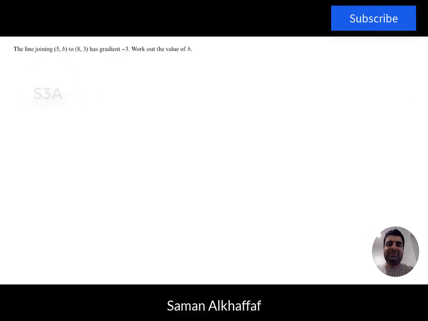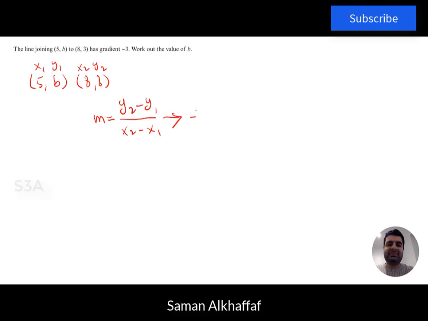In this example, we have the line joining two points, 5 and b, which represent x1, y1, and the second point 8 and 3, which represent x2 and y2, and the gradient is minus 3. We're asked to find the value of b. So the gradient equation is y2 minus y1 over x2 minus x1, and we will have minus 3 equals y2, which is 3, minus b, over x2, which is 8, take away x1, which is 5.